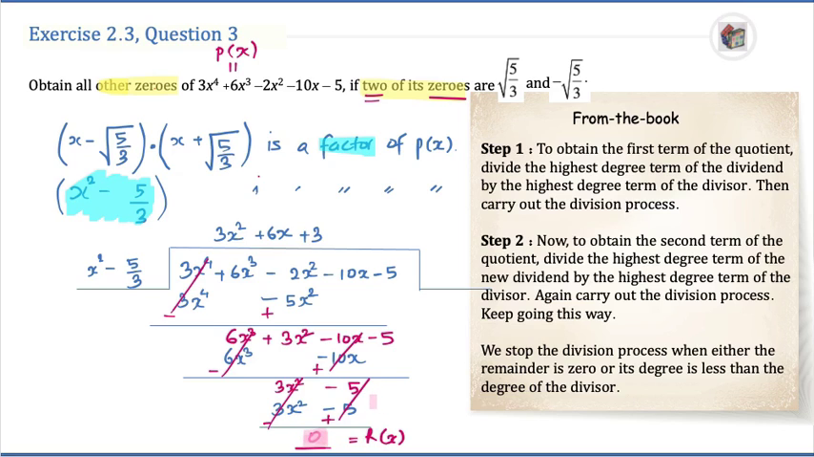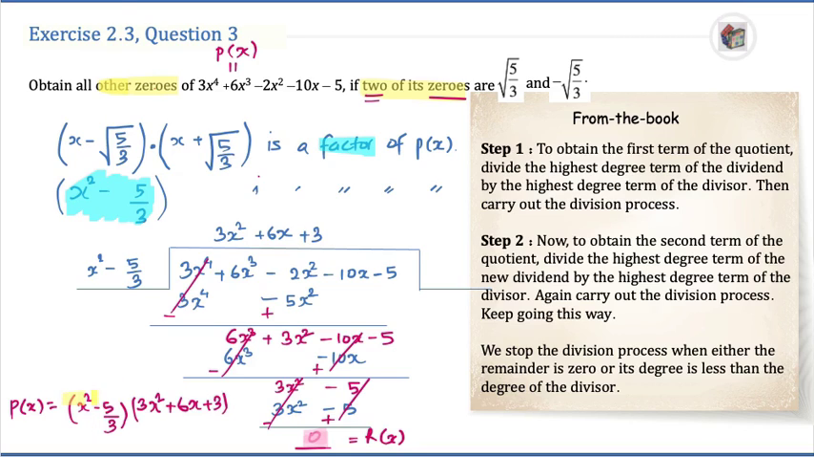This had to happen because it was a factor. So according to the dividend, divisor, remainder and quotient relationship, we can say that the dividend, which is p of x, is equal to the divisor multiplied by the quotient, so the product of these two: (x squared minus 5/3) times (3x squared plus 6x plus 3), plus the remainder. Now the remainder is 0, so it doesn't really matter whether I write that or not.